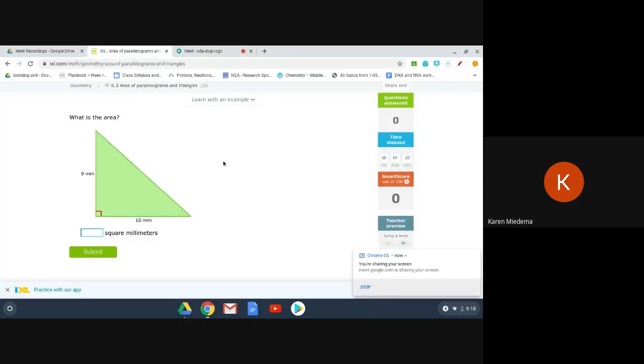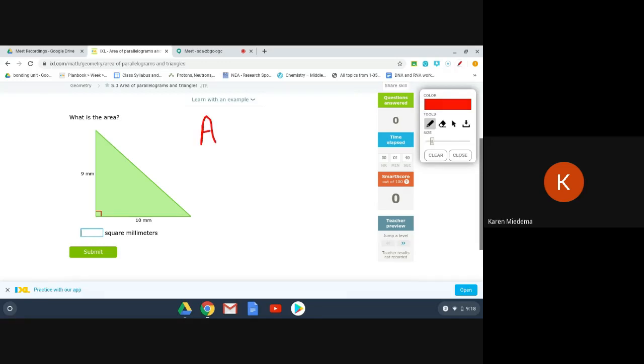Okay, today we're going to take a look at S3, area of parallelograms and triangles. So this first question says, what is the area? And it's a triangle. So the formula for the area of a triangle is 1/2 base times height. So area equals 1/2 base times height.